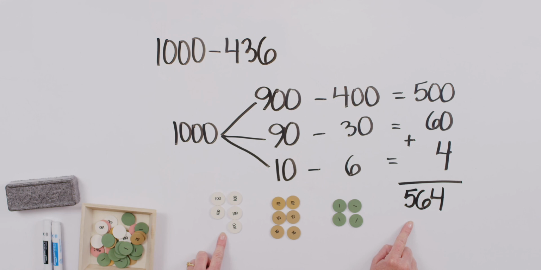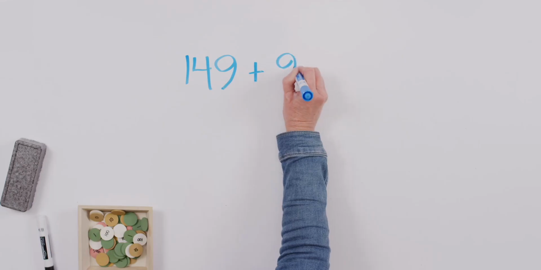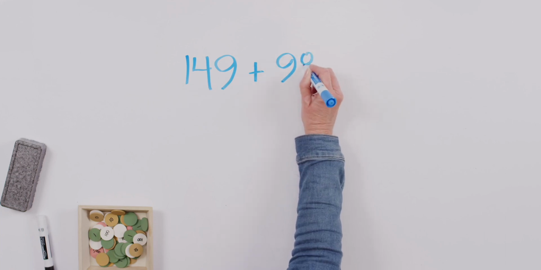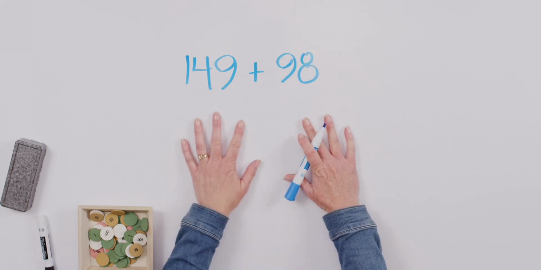564. Great. Good job, you guys. Let's try another one. All right, let's do one that's a little bit different. And this is kind of another way we're going to move some numbers around to make it easier. If I had 149 and I wanted to add 98, can you think of a strategy that might be helpful?